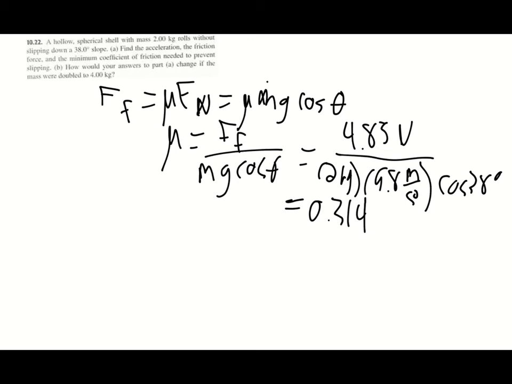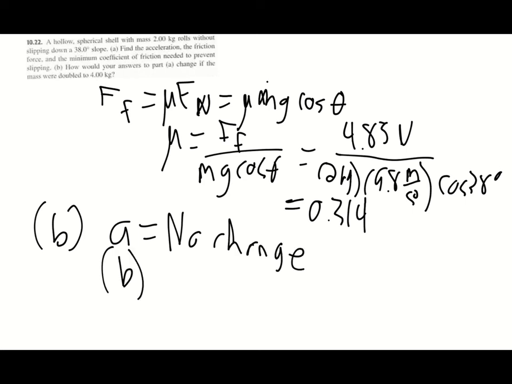Part B, sorry, asks how would your answers to part A change if the mass were doubled to 4 kilograms? Well, we saw that our acceleration, we divided the mass out, so that didn't make any difference. So for A, no change.